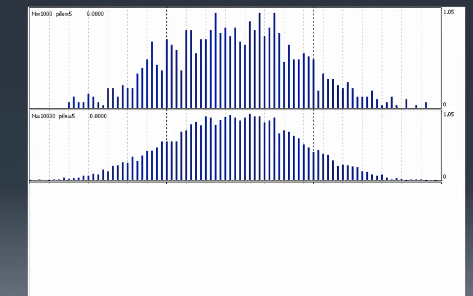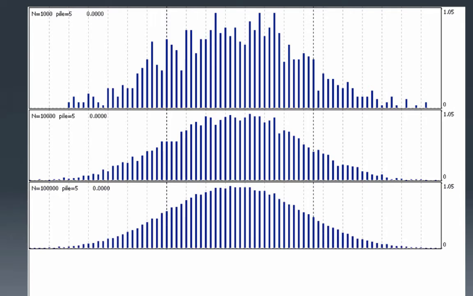So if we added 10 times more, now we have 100,000 people. Look what's happening to our normal distribution. We're going to have a different mean, a different median, a different mode, all different measures of central tendency and dispersion, but yet our normal distribution curve is looking much more smooth and much more what we call normally distributed.